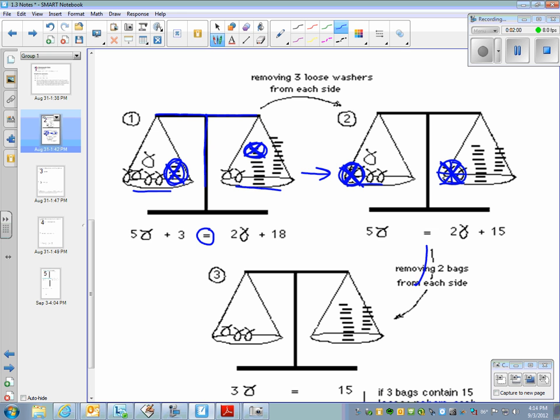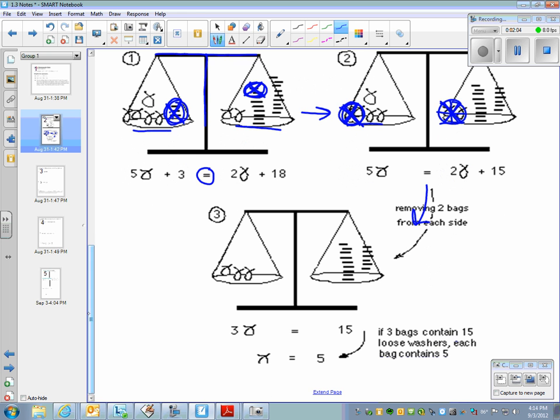And then our last step is, if we have 3 bags and that equals 15, we can group these up, 1, 2, 3, 4, 5. We can group these up into groups of 5. And notice we'll have 3 bags and 3 bags. So 1 bag equals 5. That's a very visual representation of the kind of algebra we'll do for the problems in this section.